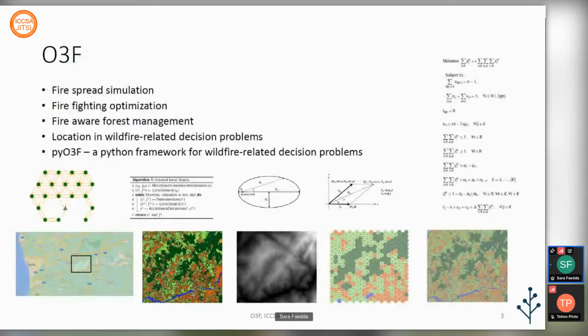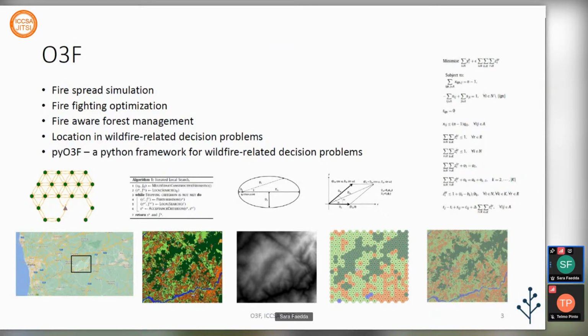Talk a little bit first about the project O3F. O3F stands for an optimization framework to reduce forest fire. And what we are doing in this project, which is in the second year now, is to address decision making in the wildfire related problems. We have basically three types of problems.